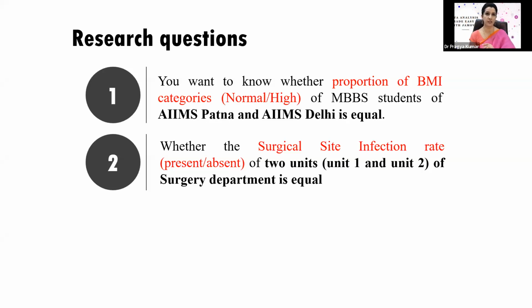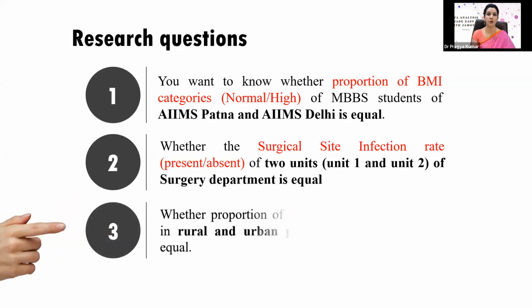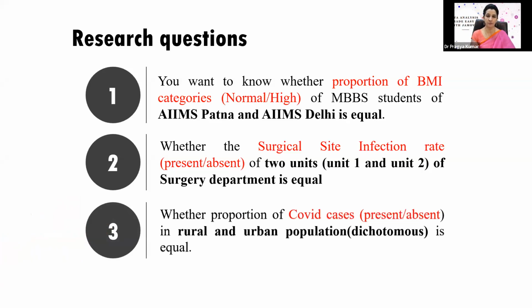Similarly, in the second question, if I want to compare two units, maybe I'll take unit 1 and unit 2 of a surgical department, and then I'll see whether the surgical site infection rates of unit 1 and unit 2 are similar or not. And a third research question could be: if I have taken one rural village and one urban village, and I want to see the proportion of COVID cases in the urban area and in the rural area.